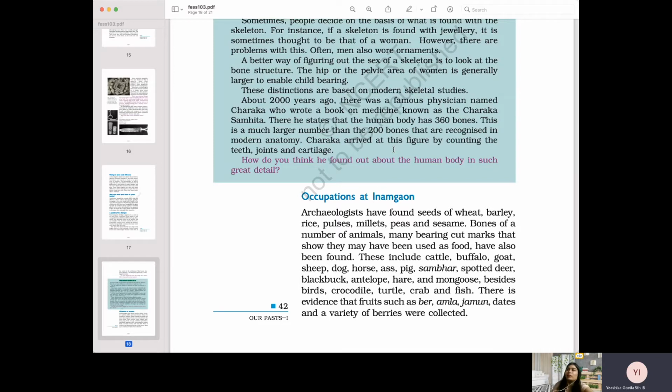Even when a baby is, I think not 4 months, like 9 months old, or maybe 6 months old, the bones also become 206 only. When he's just born, or when he's inside his mom, at that time he has many bones, but once he is out, and within a few months, 3, 4 or 6 months, he has now only 206 bones.